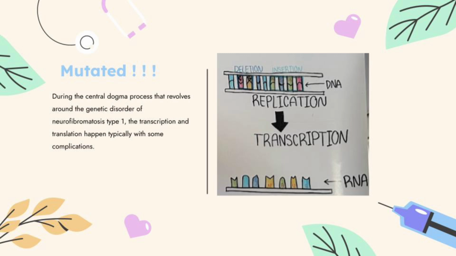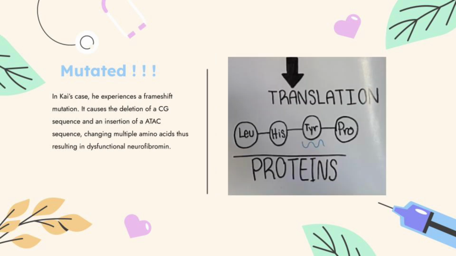transcription and translation happen typically with some complications. In Kai's case, he experiences a frameshift mutation. It causes the deletion of a CG sequence and an insertion of an ATAC sequence, changing multiple amino acids, thus resulting in a dysfunctional neurofibromin.